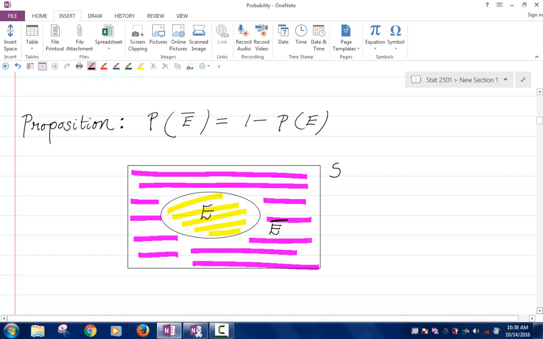Okay, so why is this true? Why is it that the probability of E complement is the same as 1 minus the probability of E? Can anybody tell me how I can prove this? So think about the axioms. Which axiom can you apply? And so on.